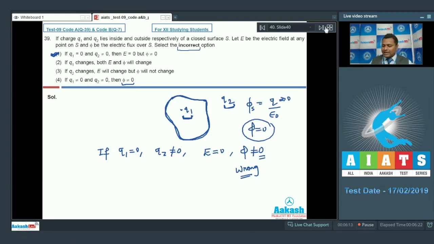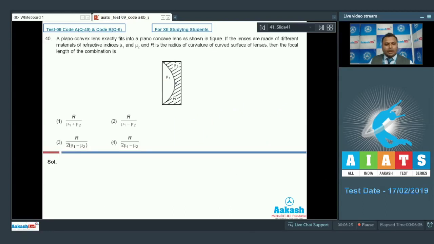Now let us proceed to the next question, that is question number 40. A plano-convex lens exactly fits into a plano-concave lens as shown in the figure. If the lenses are made of different materials of refractive index mu1 and mu2 and R is the radius of curvature of the curved surface of the lens, then what will be the focal length of the combination?